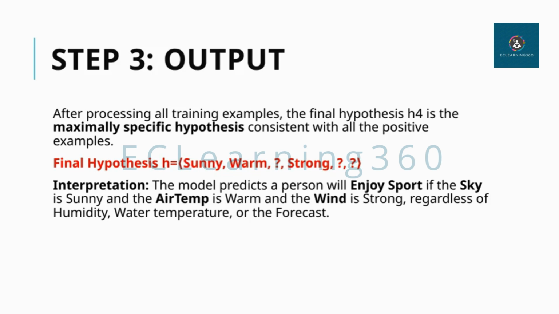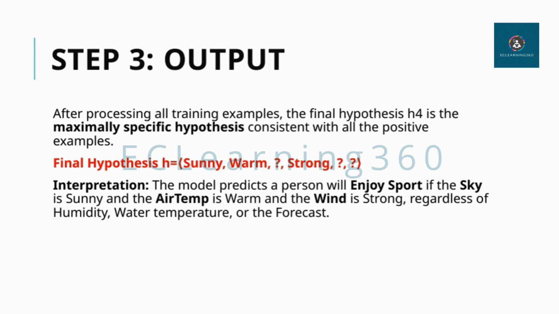After processing all of our training examples, the final hypothesis, which we call H4, is the most specific hypothesis that still fits all the positive examples. Essentially, it's the most detailed rule that doesn't contradict any of the examples we've seen. The final hypothesis is represented as H equals, and it looks like this: sunny, warm, ?, strong, ?, ?. What does that mean? Well, it predicts that a person will enjoy the sport if the sky is sunny, the air temperature is warm, and the wind is strong. The question marks indicate that for humidity, water temperature, and the forecast, the hypothesis doesn't specify any particular condition. It doesn't matter what those are, the prediction still holds.